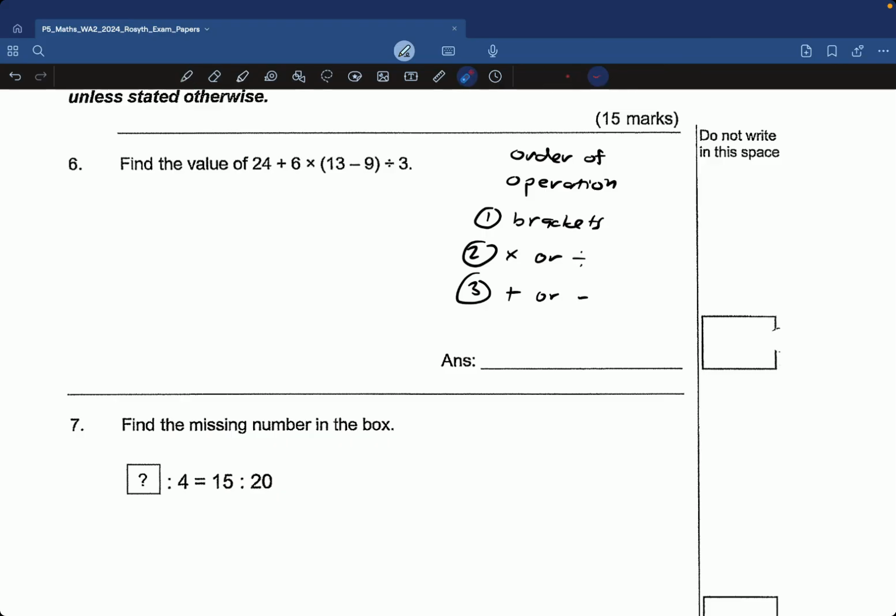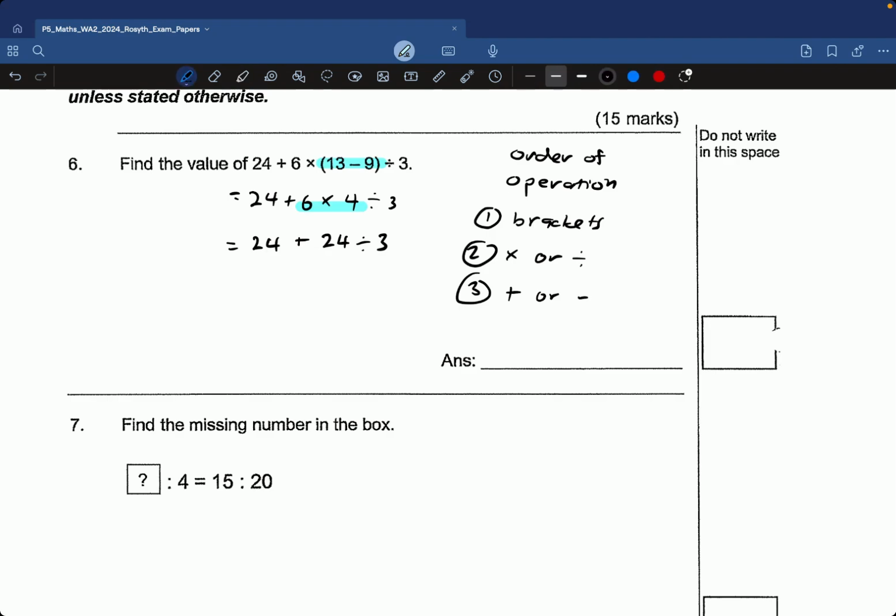So first thing, do we see any brackets? Yes, we do. So we just do the brackets first. 24 plus 6 times, what is 13 minus 9? This will give us 4 divided by 3. Next we need to multiply first. So 6 times 4 is 24, and then we divide by 3. Let me put a highlighter so we know what we need to do first.